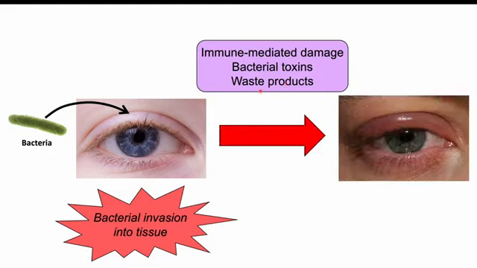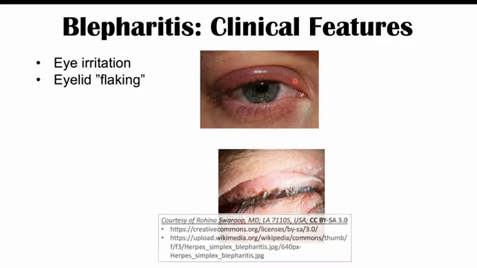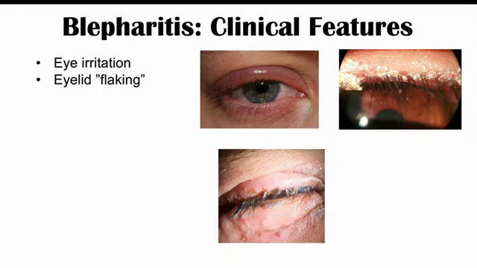All of this can lead to inflammation, swelling, and redness of the eyelid and other signs and symptoms, which we're going to talk about in the next slide. So the clinical features of blepharitis include the following. Eye irritation. We can imagine if you have a red, swollen eyelid, there's going to be some eye irritation from that. There can also be eyelid flaking. If you were to look at the eyelashes, there can be flakes around the eyelid, so you can see the scaling and flaking.